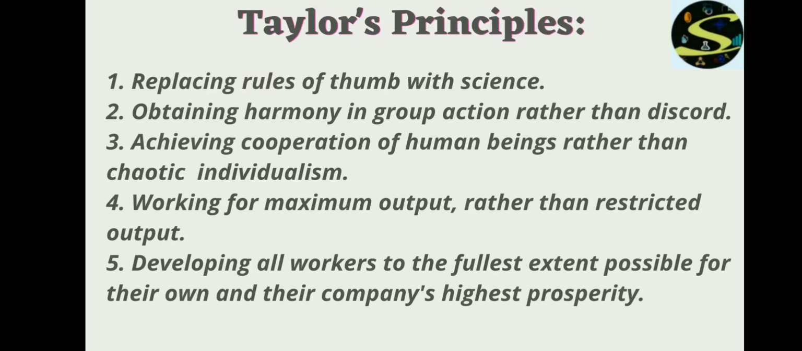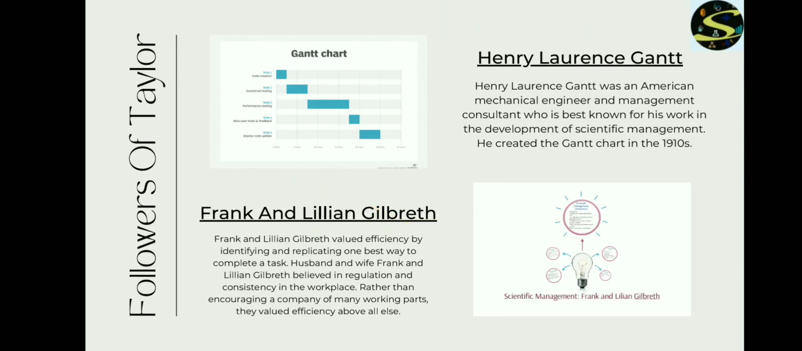Next, we'll try to know about the followers of Taylor's. First, we have Henry Lawrence Gantt. Like Taylor, he emphasized the need for developing a mutuality of interest between management and labor, a harmonious cooperation. He was far more cautious than Taylor in selling and installing his scientific management methods. In all problems of management, the human element is the most important one, right?